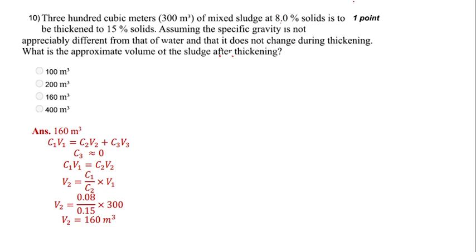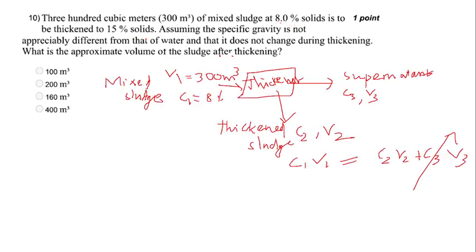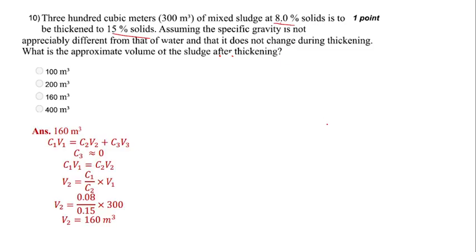Initial concentration is 8%, so 8 by 100 is 0.08. Final concentration is, sorry, that was a mistake, the final concentration is 15%. So 15 by 100 is 0.15. And the initial volume is 300 meter cube. If you solve this, you will obtain V2 is equal to 160 meter cube. This is the right option.